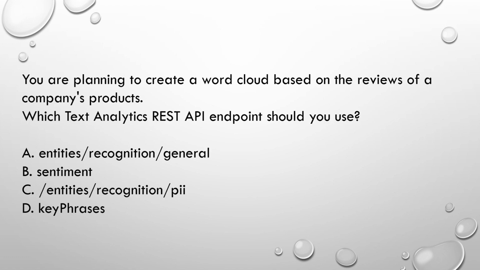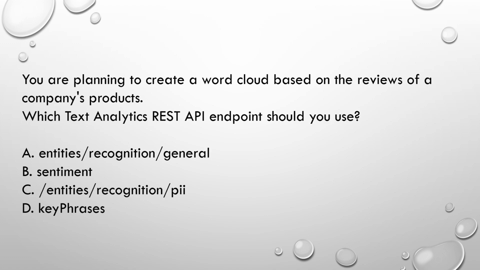Now let us break down the question. So we have to use the text analytics REST API. From that we can understand the service is Azure AI Language, because Language is used for text analysis. Now what we have to do with it? We have to create a word cloud based on the reviews of a company's products. So it is a word cloud which should include the important words from the reviews. That is what the requirement is. Now the given options are entities recognition/general, sentiment, PII, and key phrases.